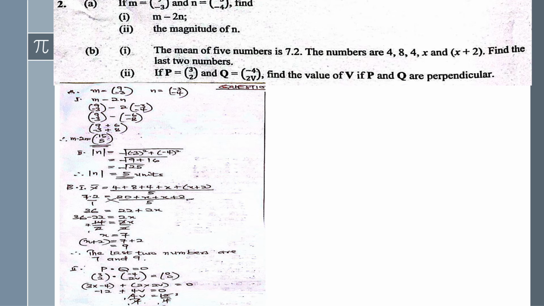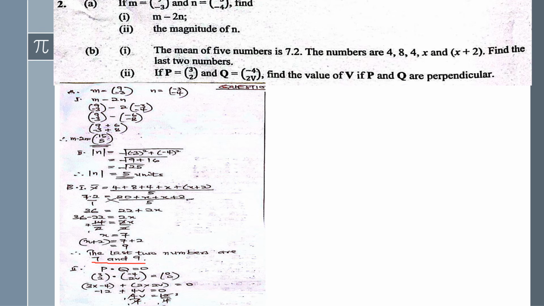B I, we have to find the last 2 numbers if the mean of 5 numbers is 7.2. So a few of these numbers have been listed. These 5 numbers are here, and x plus 2 happens to be the last number. So we make x the subject, and x will be 7. The second last number is x plus 2, so we add 2 to the 7 and we have 9. So the last numbers are 7 and 9.